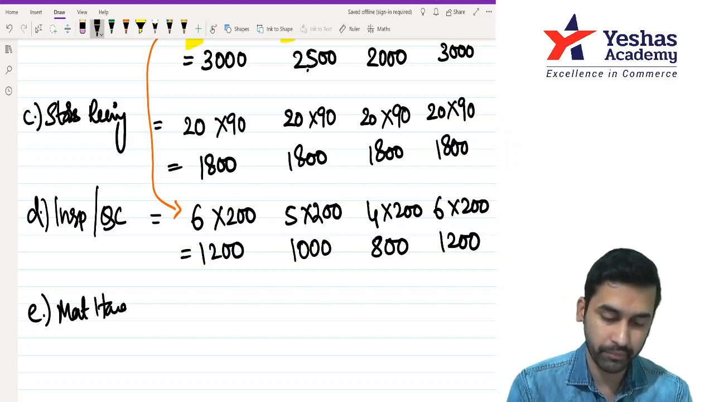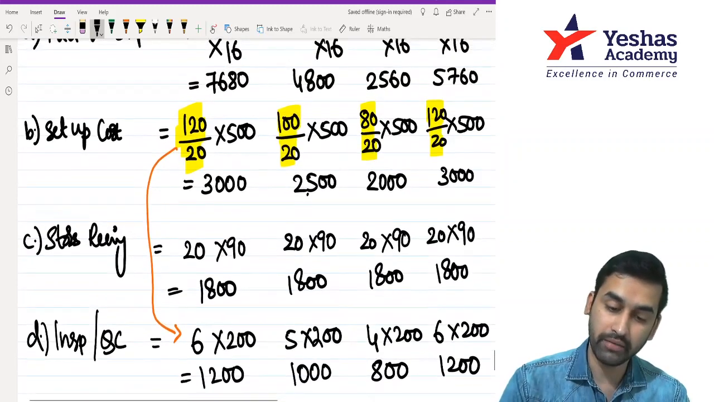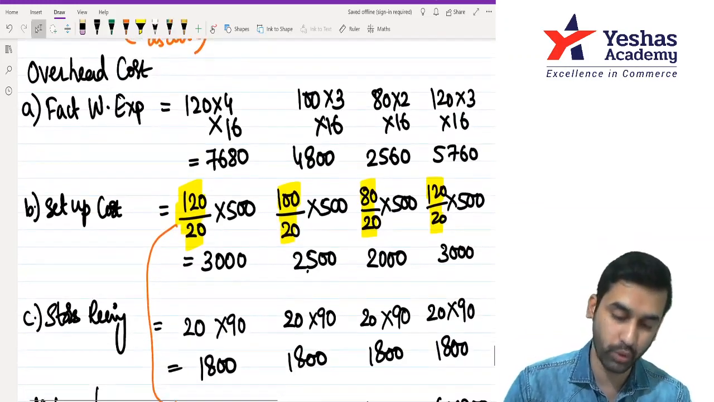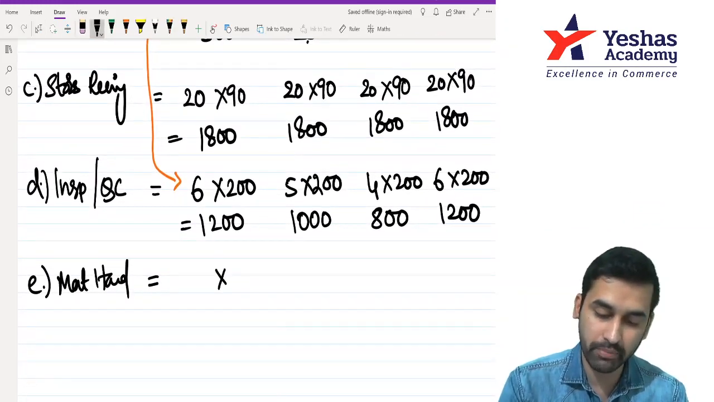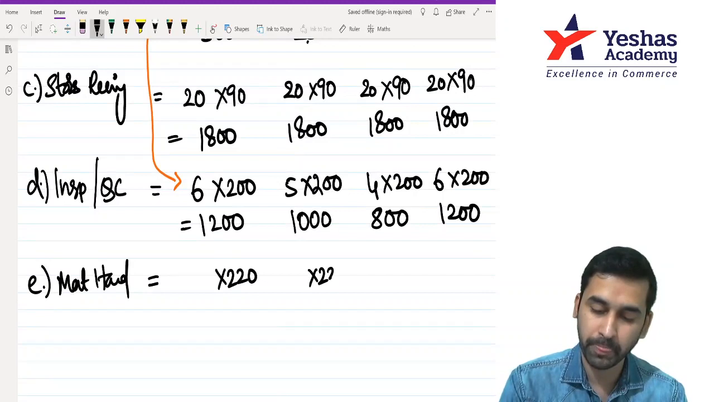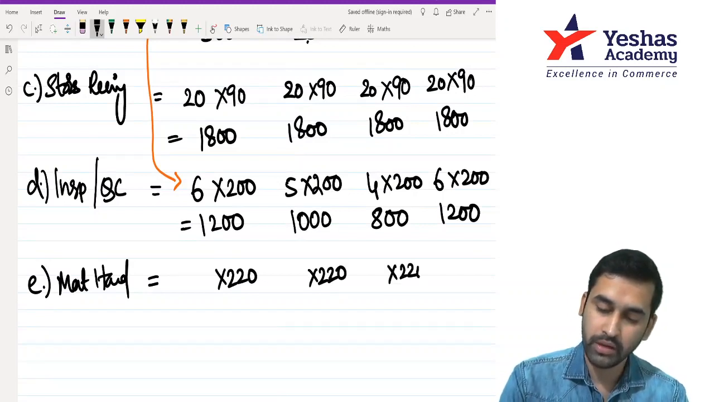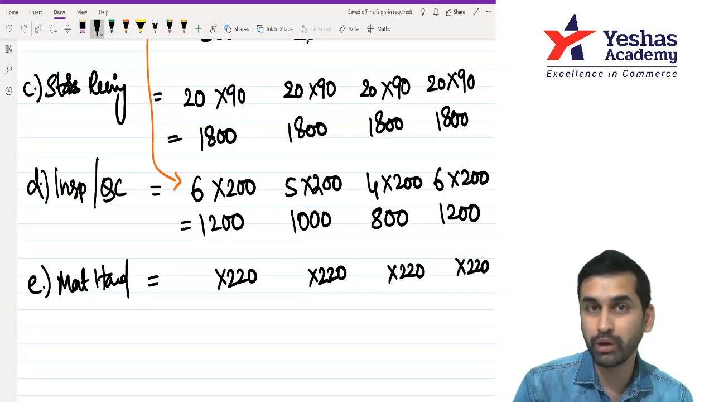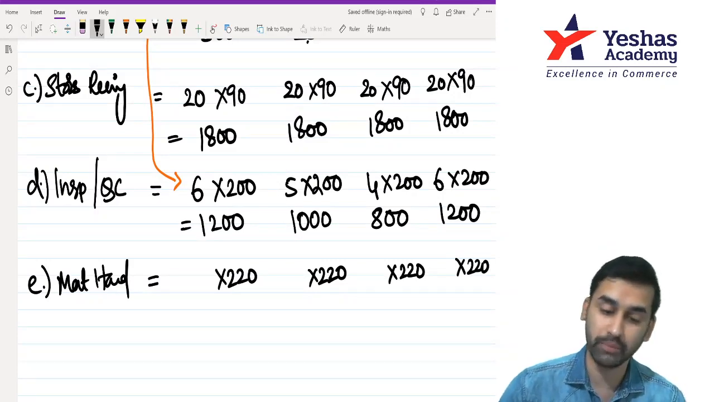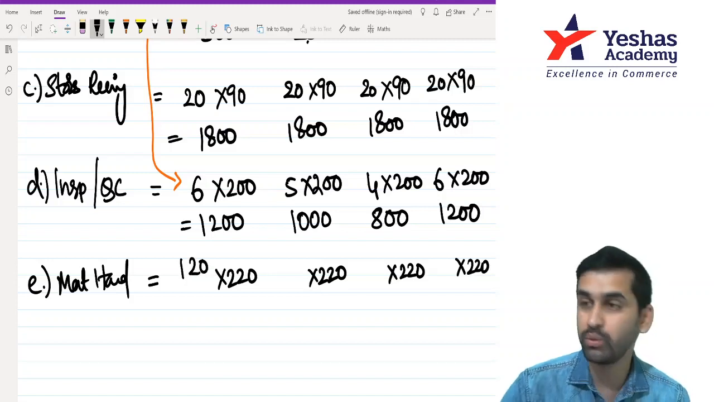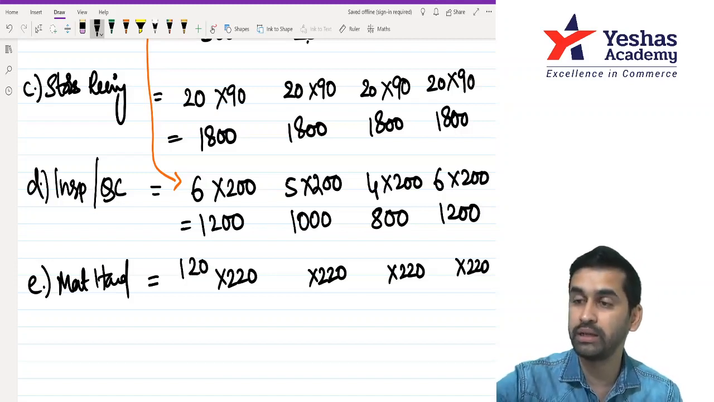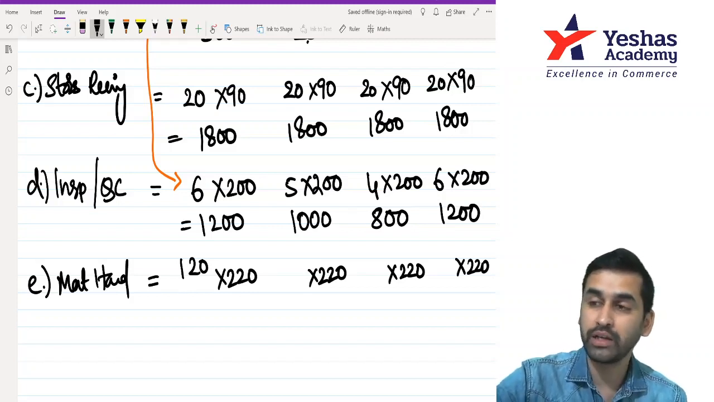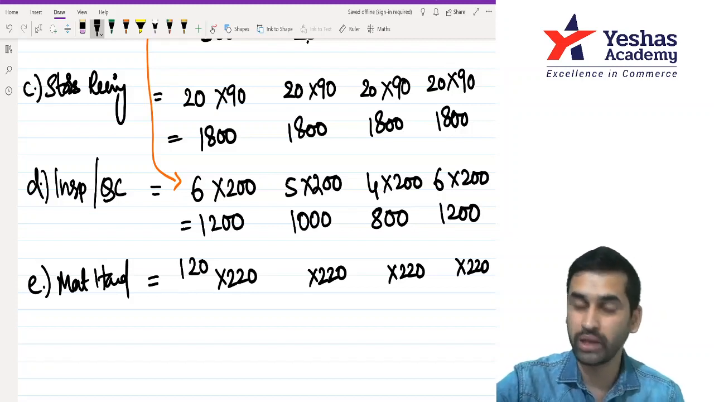Material handling. What have we calculated in the working note? Sir, you have calculated 220 per order. Okay. So everything will get multiplied by 220. Right, sir. But what should be the base number? Sir, you have to multiply by the number of orders executed. How to calculate the number of orders executed? Sir, you want to sell 120 units now, given in the first table. Yes. And then, sir, immediately after the first table, they have given that you are producing in a batch of 20. That's okay.